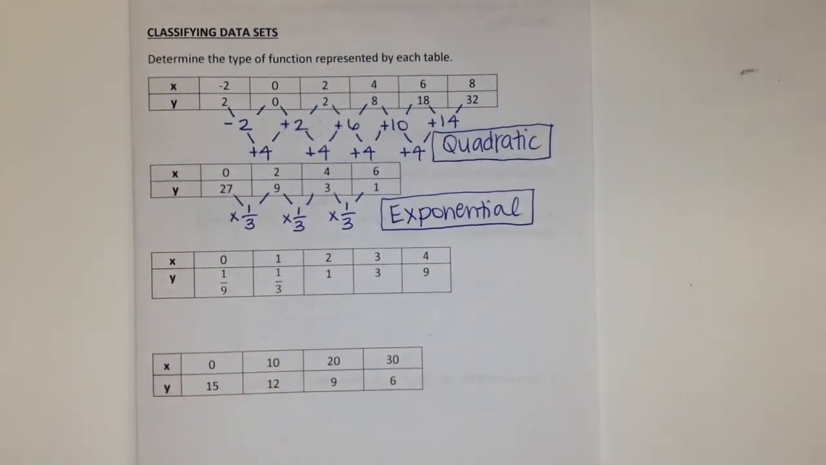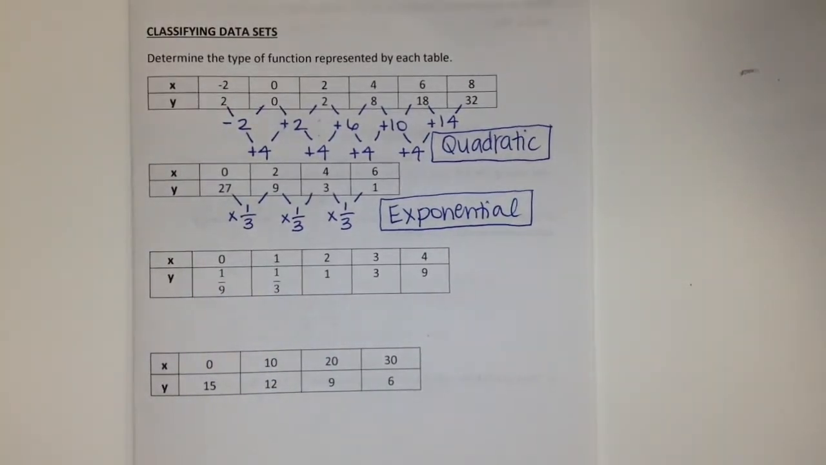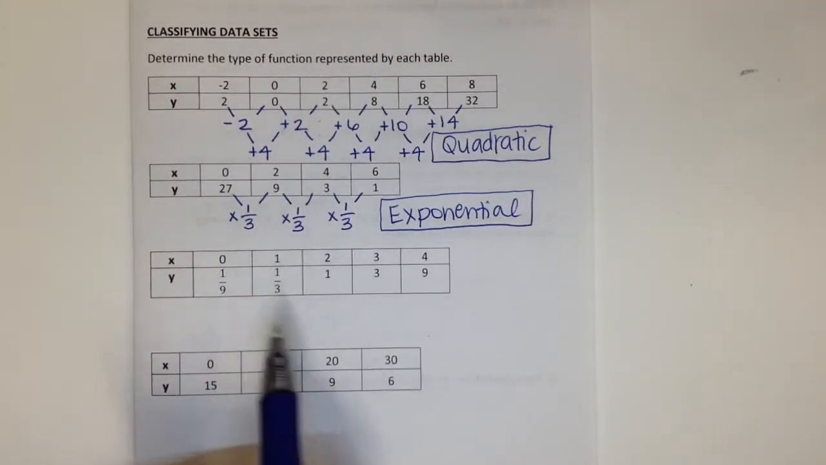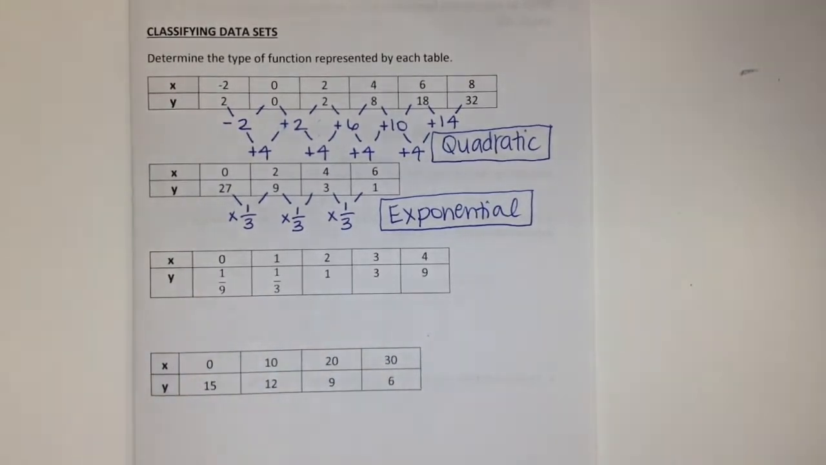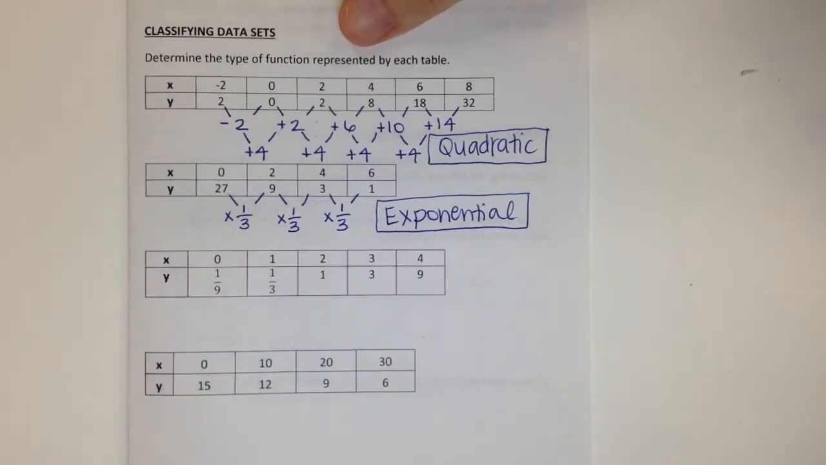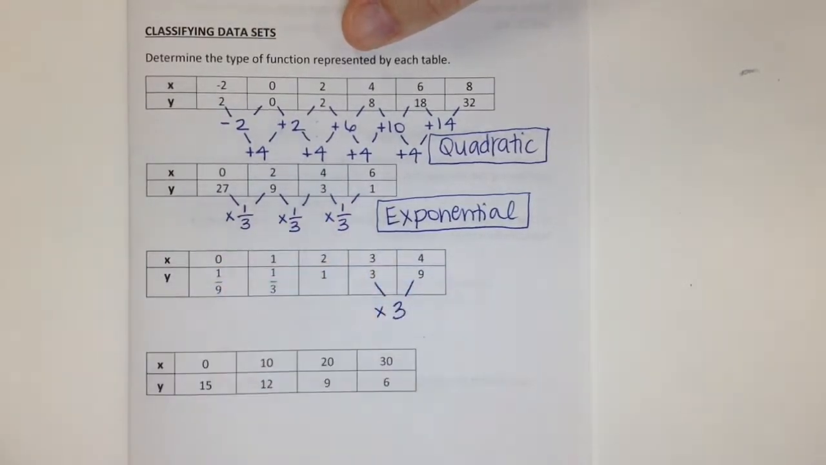So let's look at this next example. From 1/9 to 1/3, what did you have to multiply or divide by? And if the fractions are too confusing, come up here and pick a different number where it's whole numbers and it might be easier to see. So like from 3 to 9, what did we have to multiply it by? Well, we multiplied by 3. So let's work backwards and see if that works for the whole table.